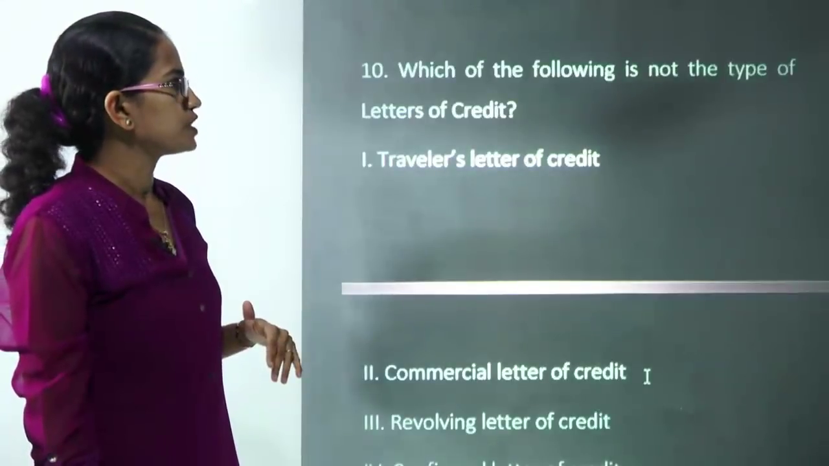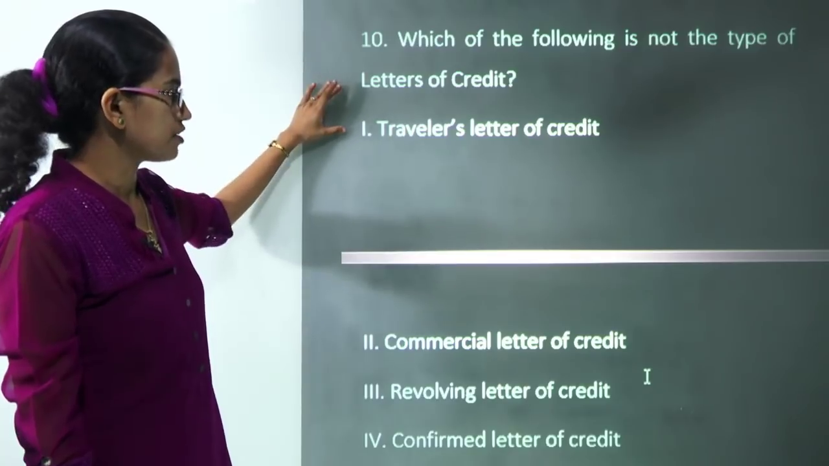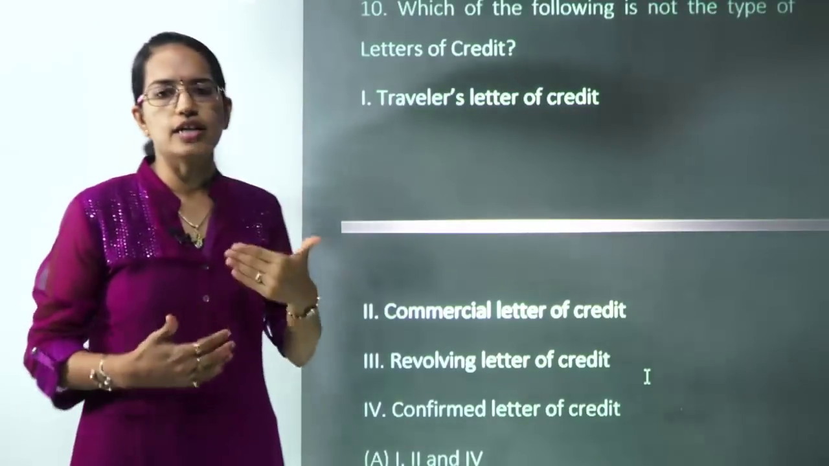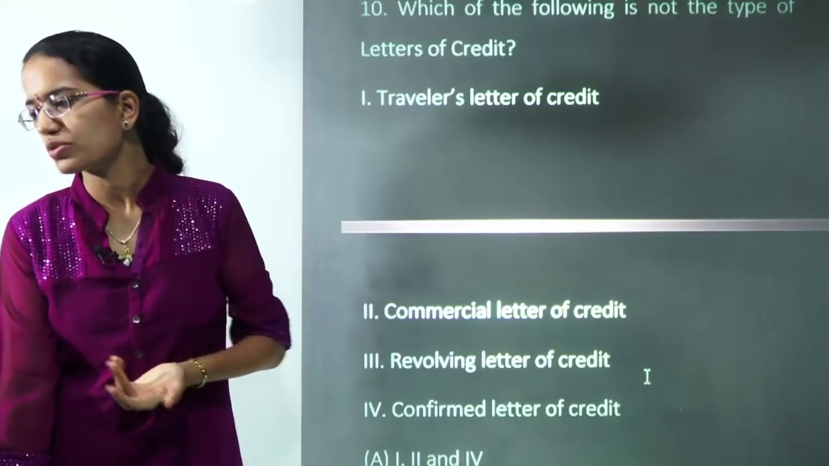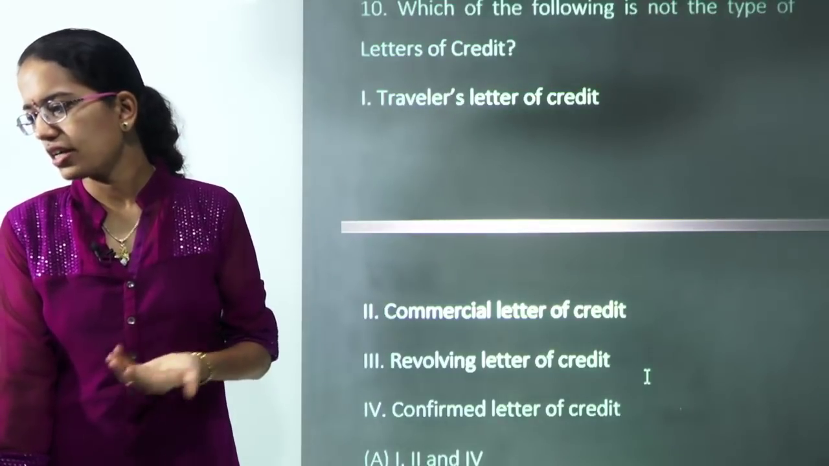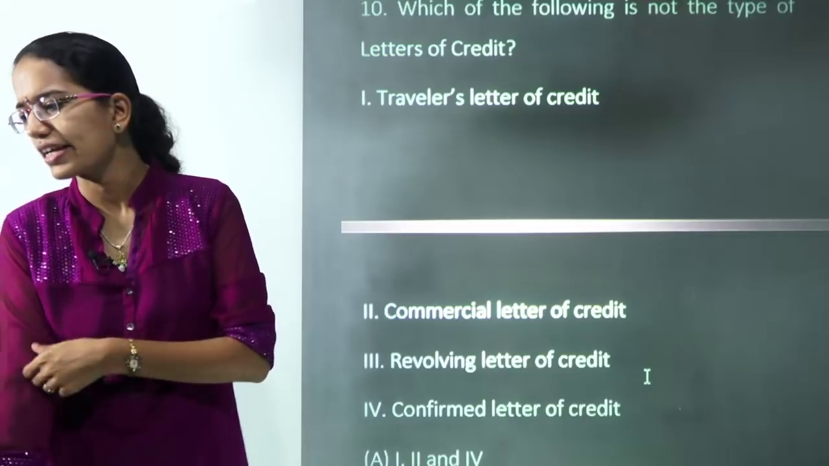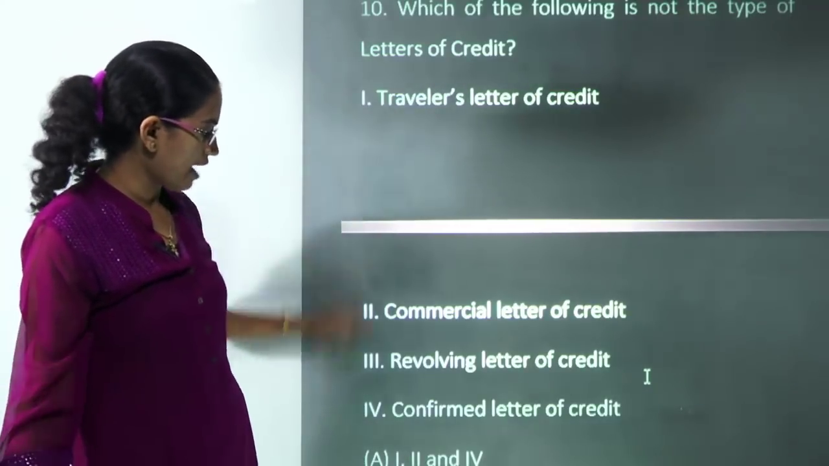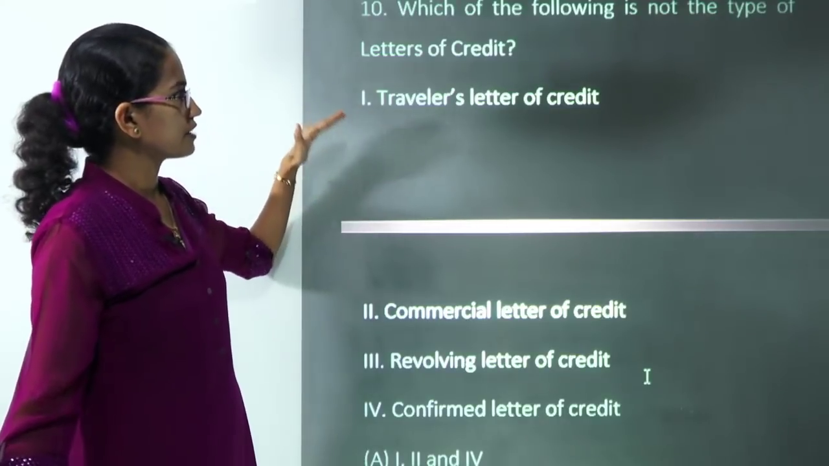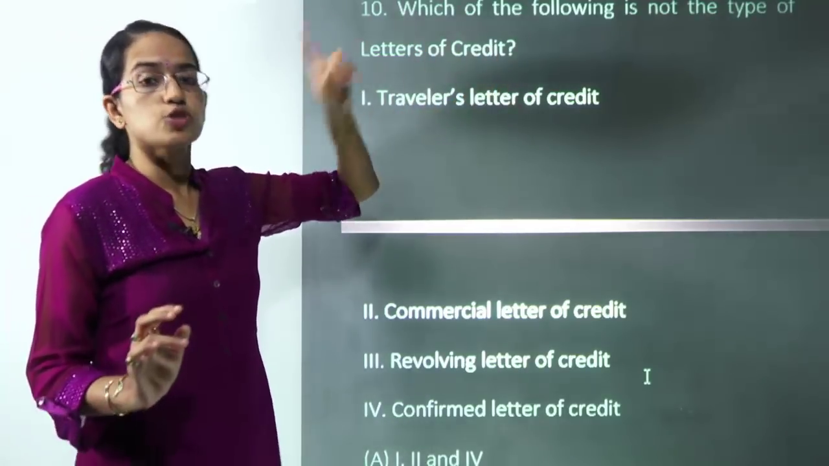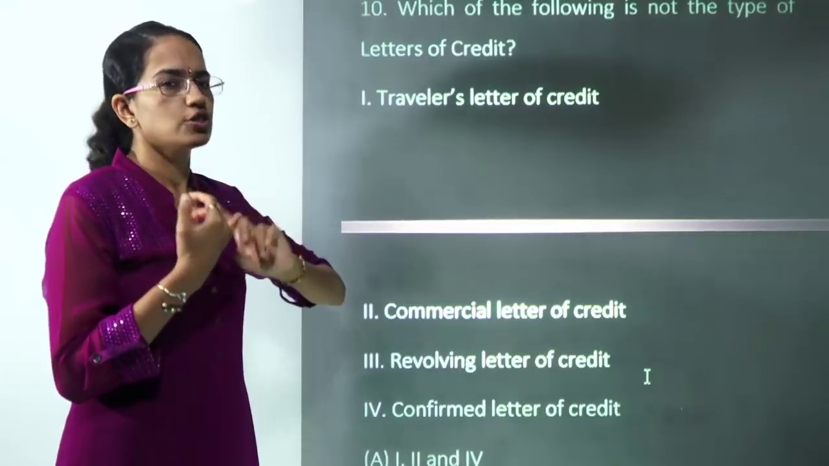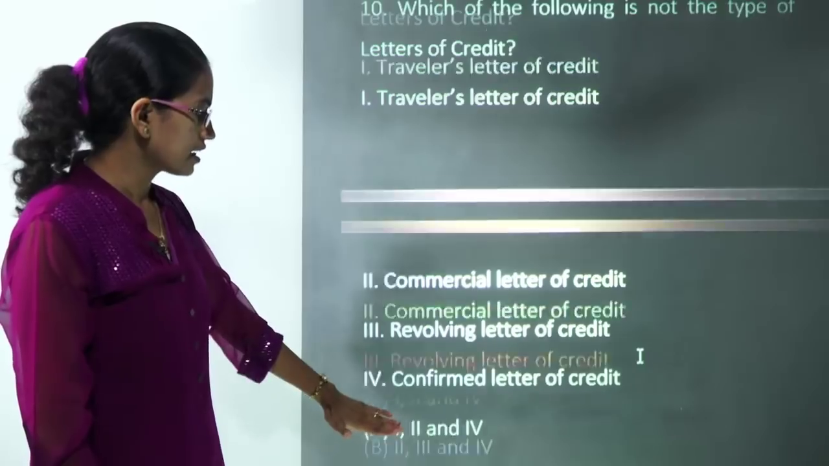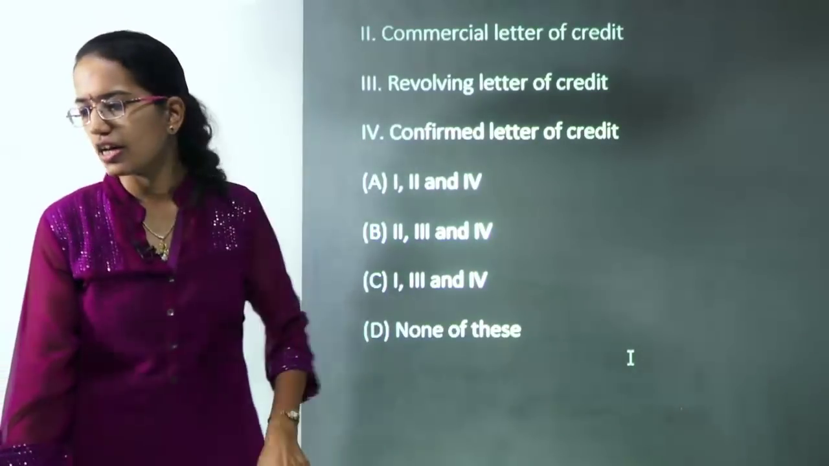The next question is, which of the following is not a type of letter of credit? Now letter of credit is again important in the recent happenings. So letter of credit was in news related to the recent cases of bank guarantees that were in news. So for question number 10, you have 4 letter of credits that are given, and the question says which one is not. So again make sure you have not as the choice. You have travelers, commercials, revolving and confirmed, and you have the following choices.